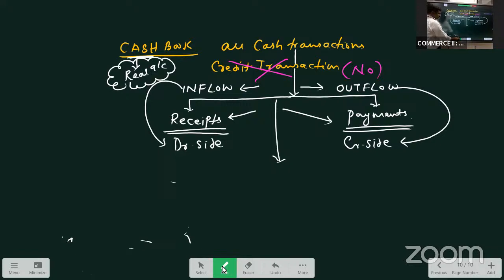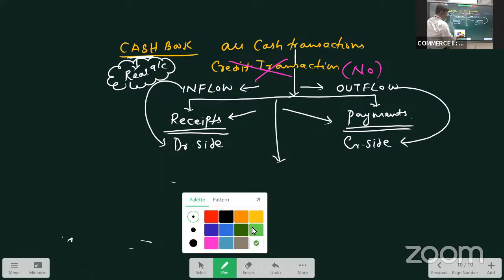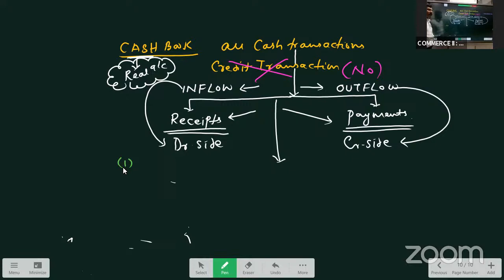Okay, then we'll move forward. The next thing is, cash books are classified into three different types. Basing on the requirement of the business organization, they prepare either a simple cash book, or a 2-column cash book, or a 3-column cash book. So as I said, they are classified into three.